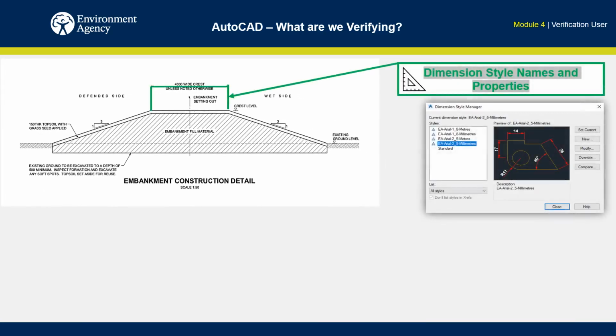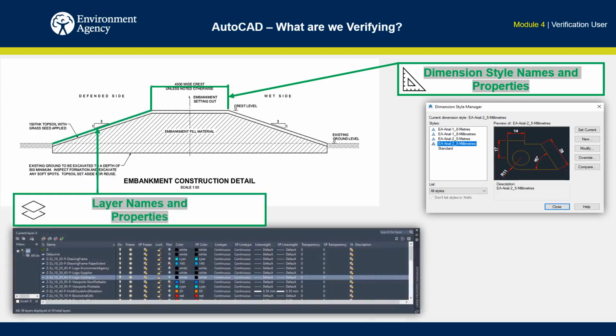The Autocad checker verifies that the dimension styles used in the drawing are compliant with the standards. For example, text size and font are compatible with the annotation type and the drawing scale. Layers are checked to ensure that they follow the correct naming convention and that their properties, colours and line types, for example, are consistent with the standards.